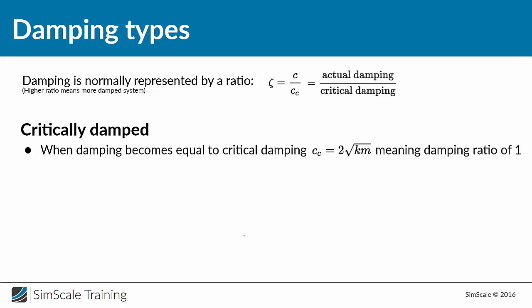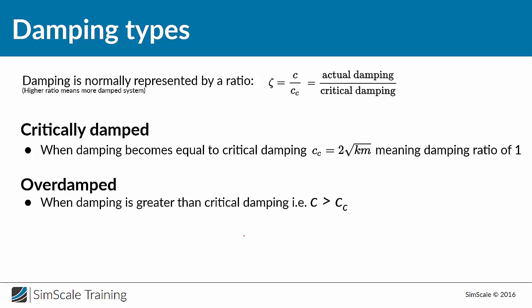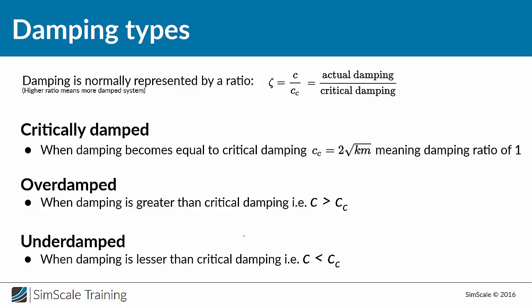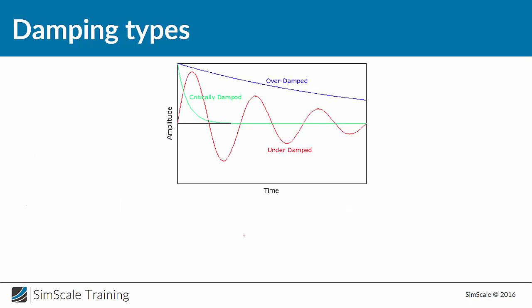then we have the critically damped system, as I mentioned, and it means we have a damping ratio of 1. Overdamped means when the damping is higher than the critical damping, and underdamped when the damping is less than the critical damping. Let's take a look at this graph to understand what it means.